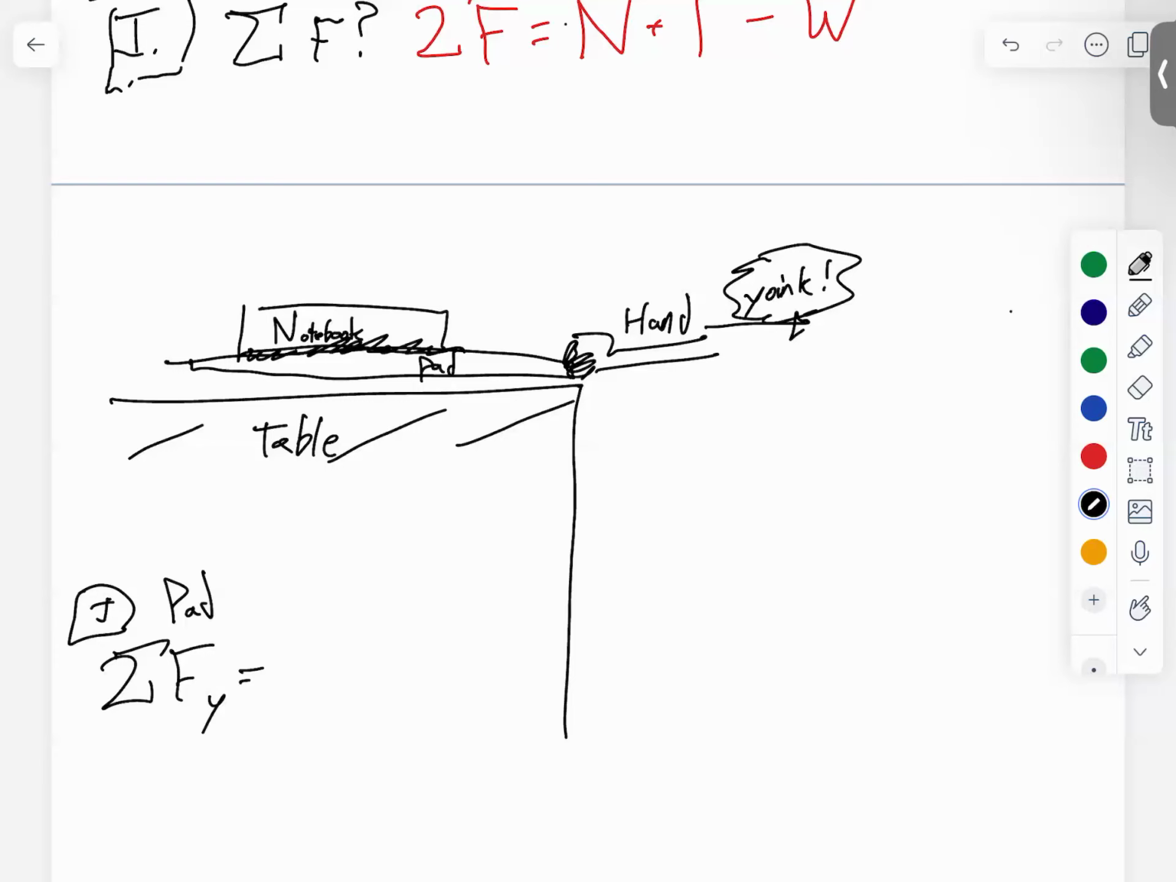There are three vertical forces acting on the pad. There's WEP, there's NTP, there's NNP. We reason that the table pushes up, the Earth pushes down. Which direction does the notebook exert a force on the pad? Down, are you sure? Okay, normal forces can act downward, is that right? But so often there's an upward normal force. What gives?